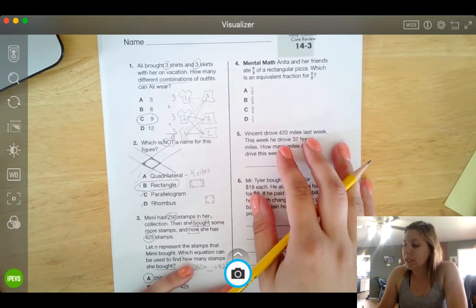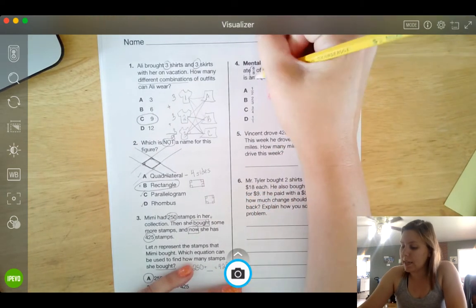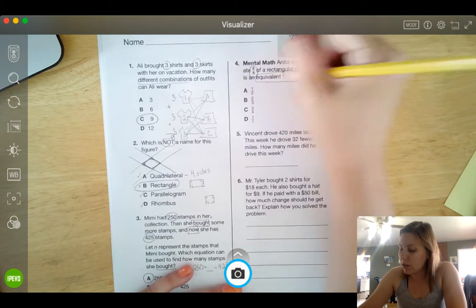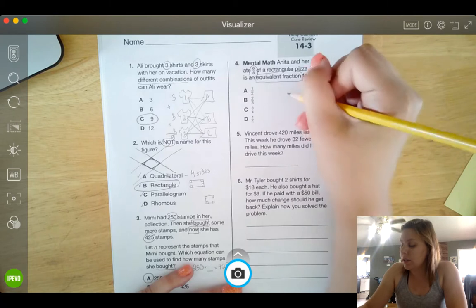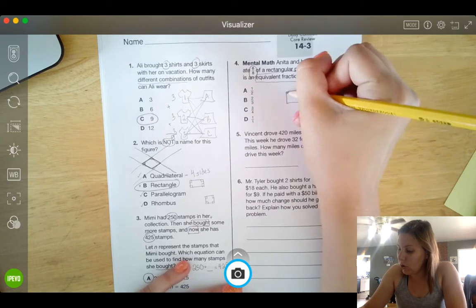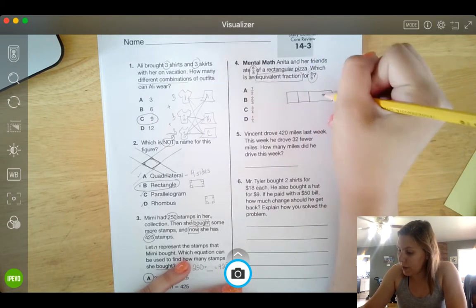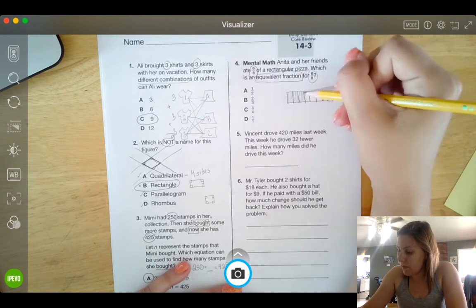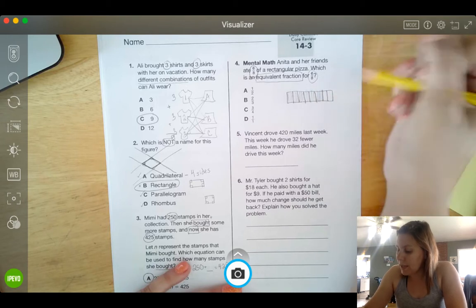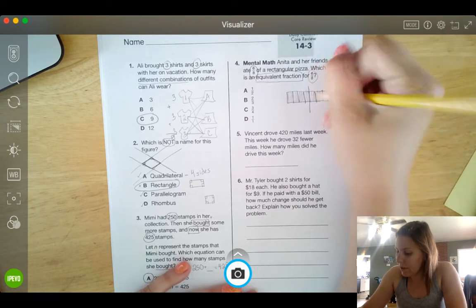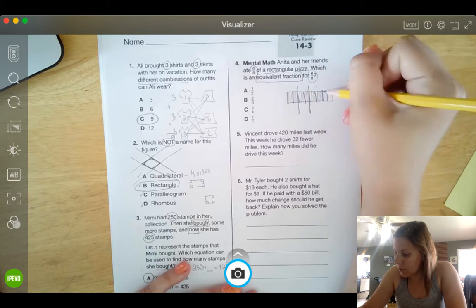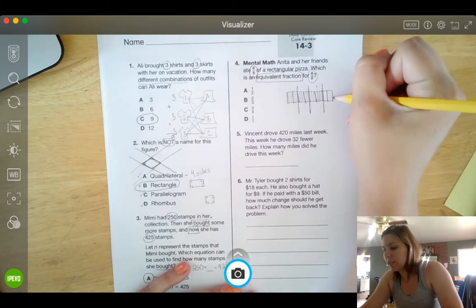Number 4, Anita and her friends ate 6/8 of a rectangular pizza, which is an equivalent fraction for 6/8. So if I have my whole that I cut in half, half again for fourths, half of each of those for eighths, and I color in 6 of them, what is this the same as? This is my halfway mark. This is 1/4. This is 2/4. This is 3/4 and 4/4.